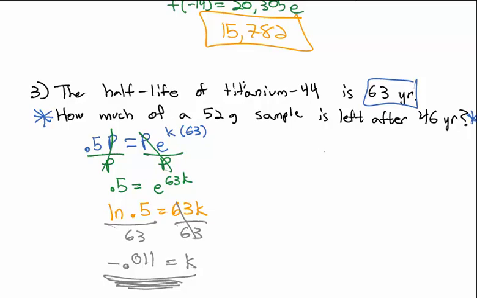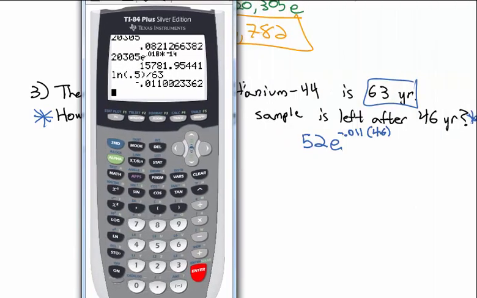How much of a 52-gram sample is left after 46 years? 52 is the principal that we start with. E to the k, which is negative 0.011, times t, which is 46 years. Put the calculator out of the way.